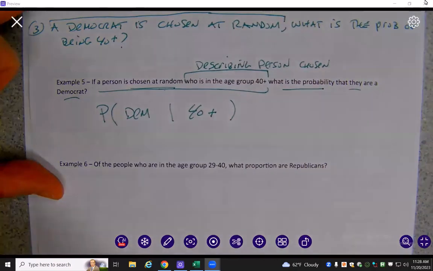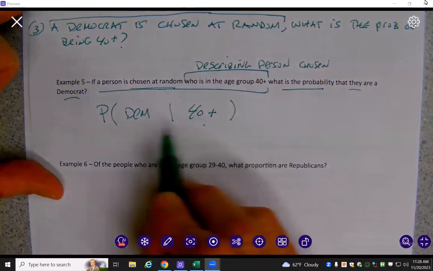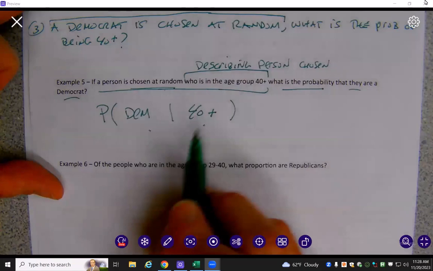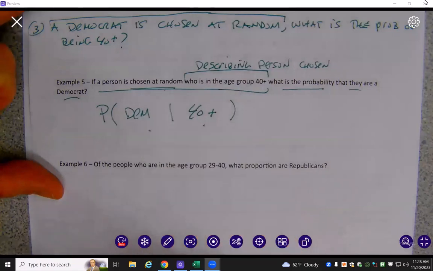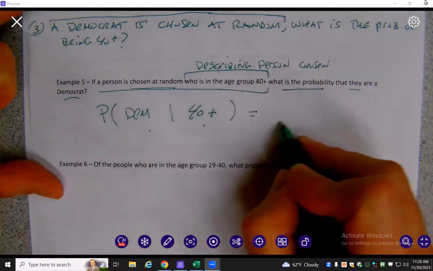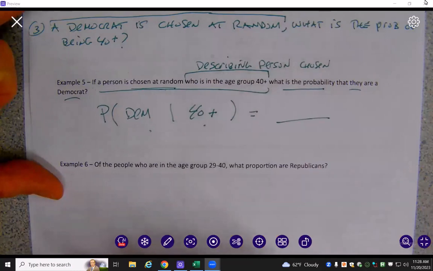Okay. So this was your given. This is what we're after. We're only discussing people that are 40 plus. Okay. So again, to do that, see if you got this backwards, see if you can then get the probability.